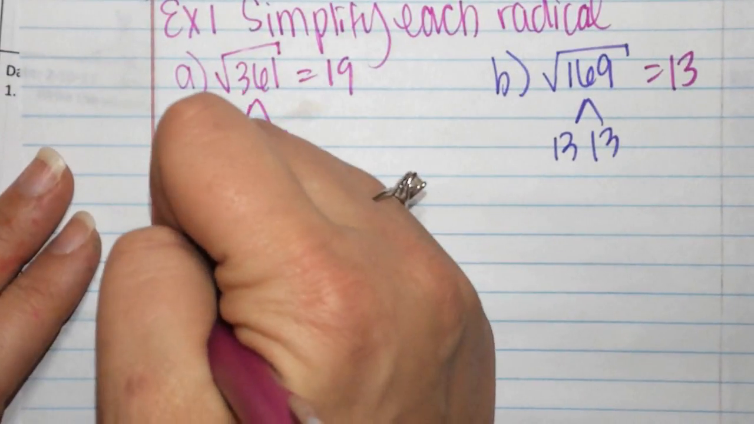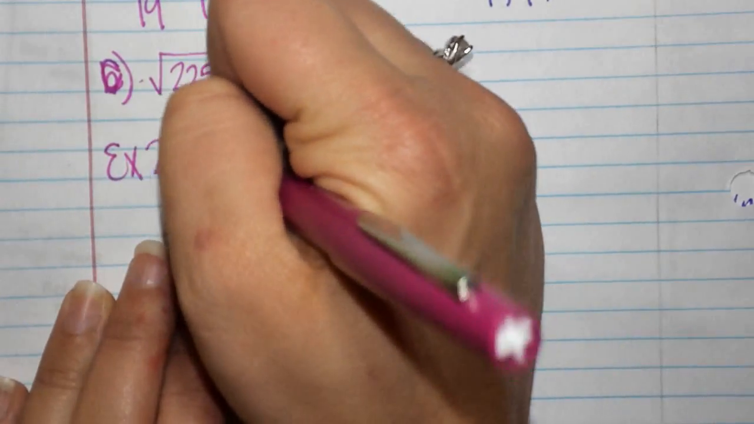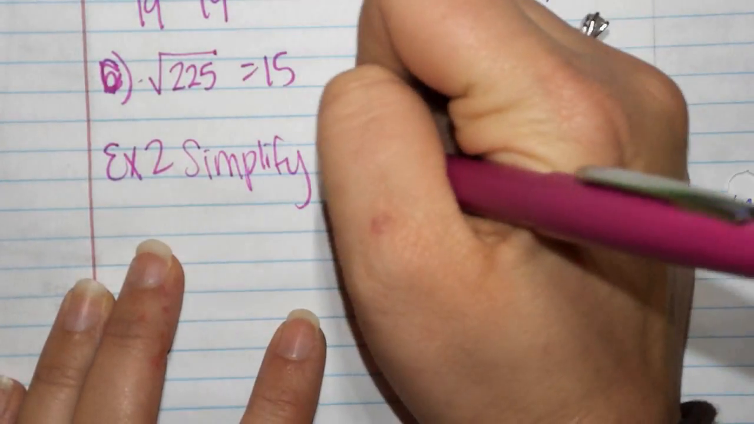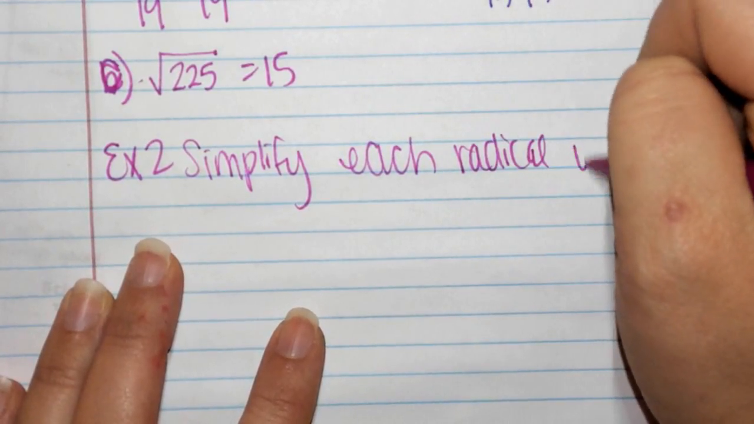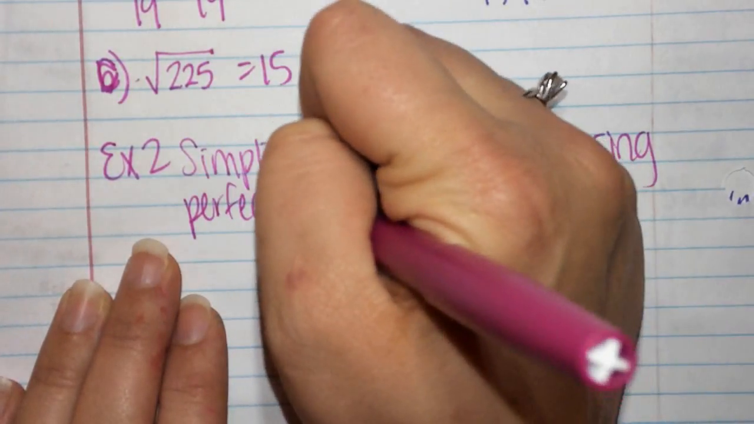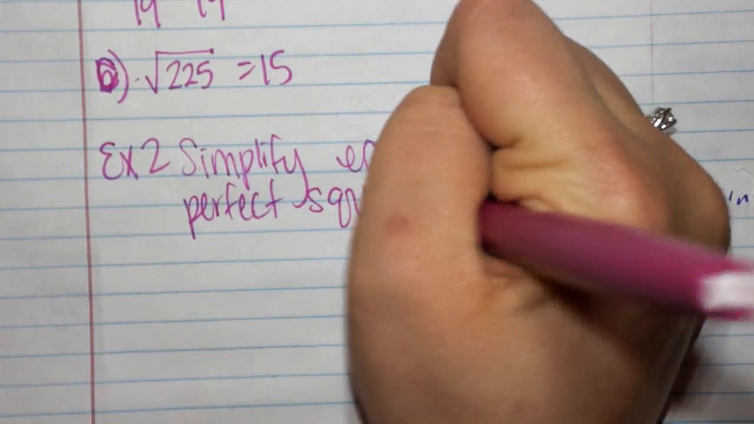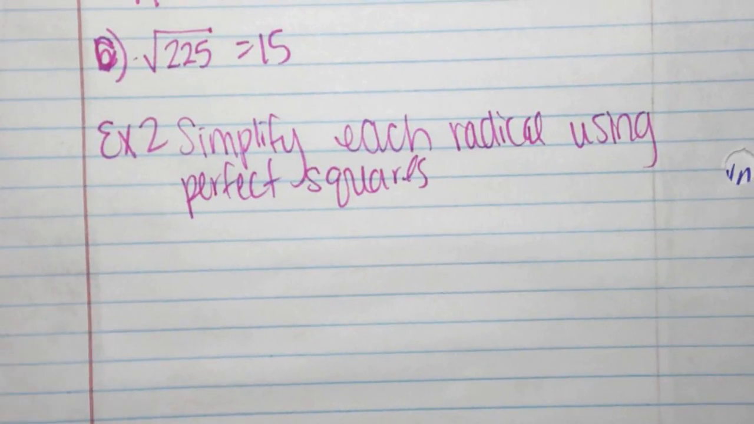Okay. Alright, so please write example 2. And I want you to write simplify each radical using perfect squares. Okay, so that's our learning target for today. This is our goal for today, to be able to simplify the radical using perfect squares.